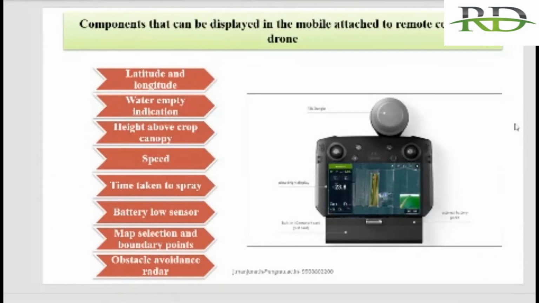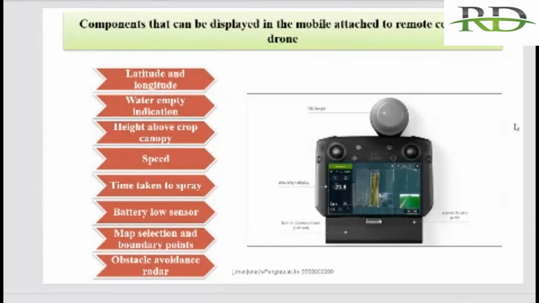These are the parts, as I told, of the FC, the brain of the drone. We can observe latitude and longitude in GPS mode, and also the water content. We also observe the height of the canopy. We developed a barometer and gyrometer that we can use for height, speed, the time taken, battery observation, and also mapping selection.